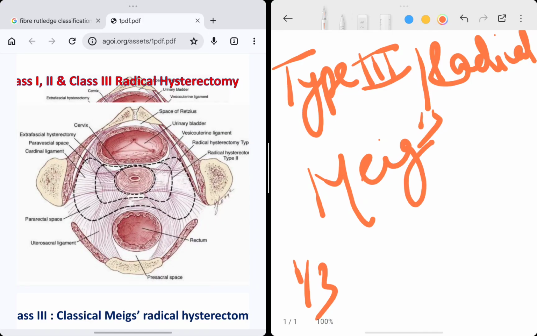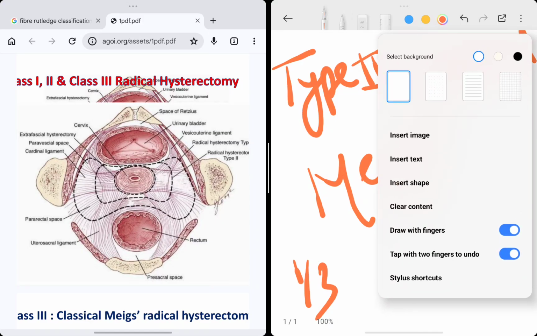So here this is type 3 hysterectomy, where there is extensive resection of the parametrium, and the uterine artery is ligated at the origin from the internal iliac artery. Resected at the level of the adnexa, parametrium is so much removed, and the uterosacral is also transected distal to its attachment to the rectum. So this is type 3 radical or the Meigs hysterectomy.